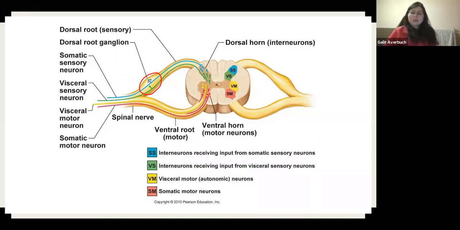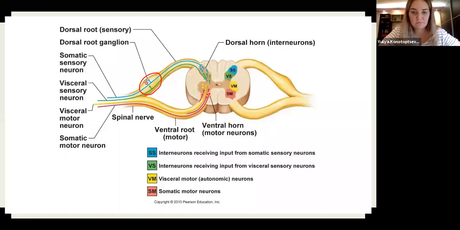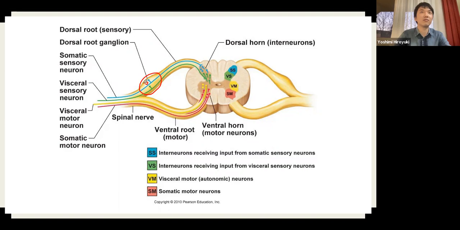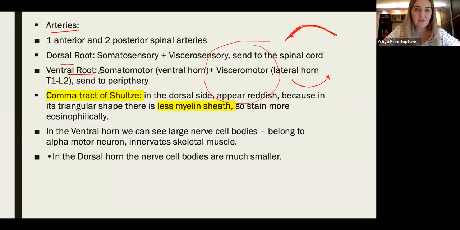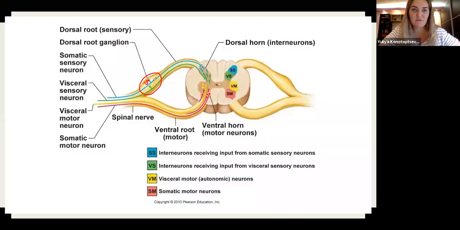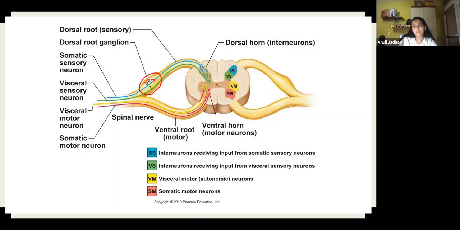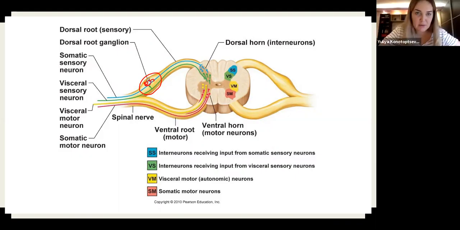What is located in the dorsal root ganglion? Cell bodies. Whose cell bodies? Sensory neurons. Which sensory neurons specifically? The somato and the viscerosensory. Both of them are going to be here. Which kind of neurons are they? Pseudo-unipolar. Very good. So the cell body is here. A little bit of axon is also going to be here. But the rest of the axon is in the periphery, right? It is in the dorsal root and it is in the spinal nerve.